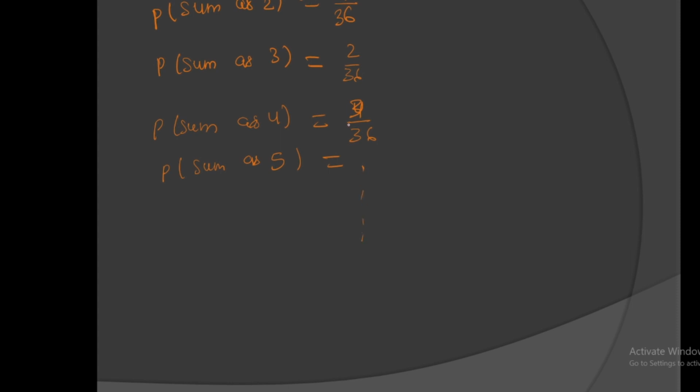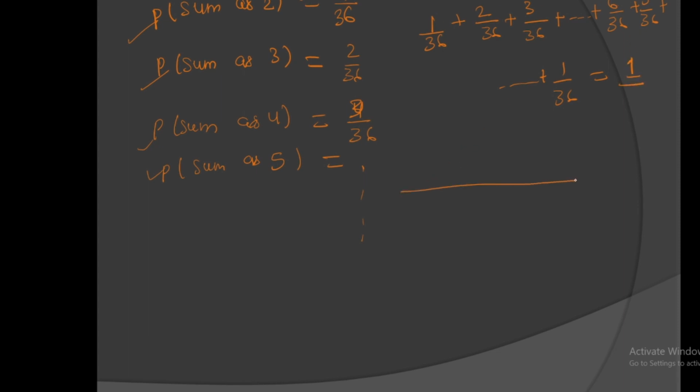So if you write all this down, if you add all these, what will you finally be getting? 6 by 36 and then again it will decrease, going down to 1 by 36. And if you add all these things, you will be getting finally 1.